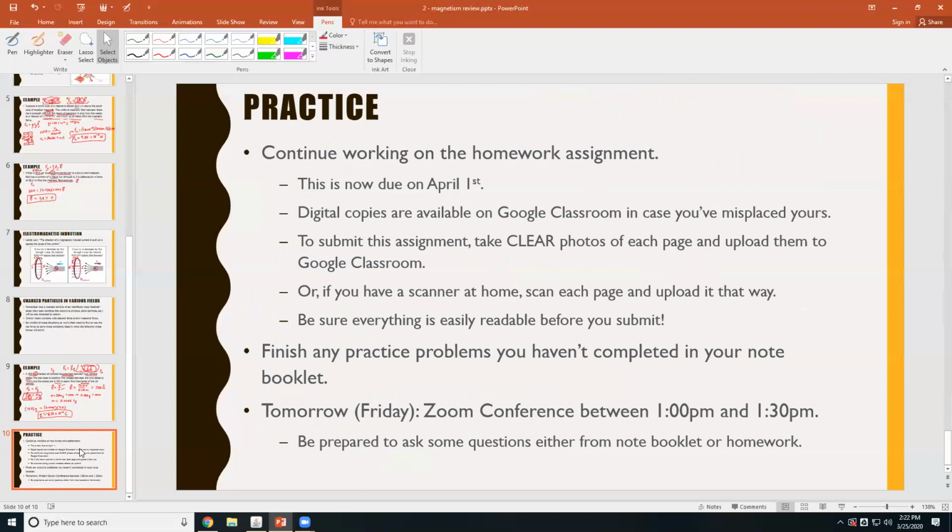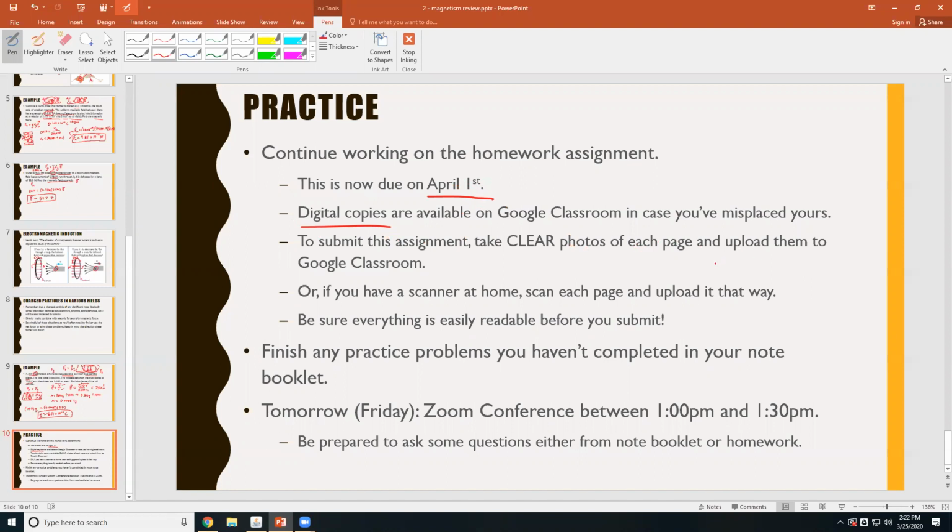For practice, I want you to continue working on that homework assignment. I gave it out before the school cancellations all came down, right? But I will say for now, this is now due on April 1st. Again, if that changes, I will let you know. We don't fully know what assessment looks like here, but since we were already working on it, I think it would be a reasonable expectation just to continue working on it. If you lost it, there is a digital copy available on Google Classroom, in case you've misplaced yours, of course.